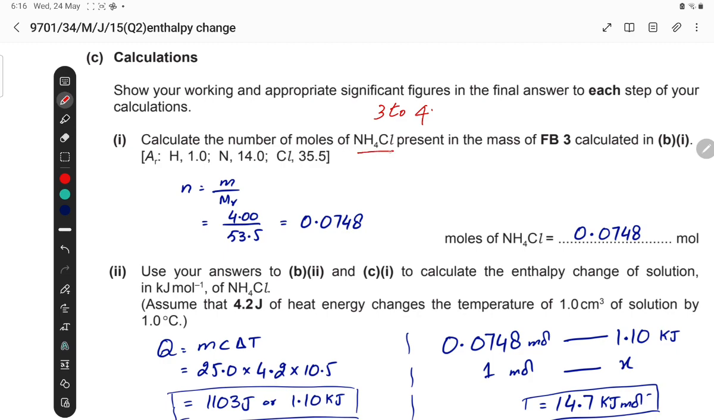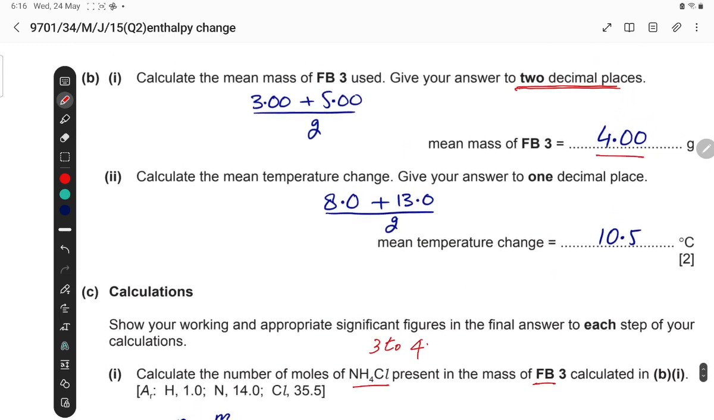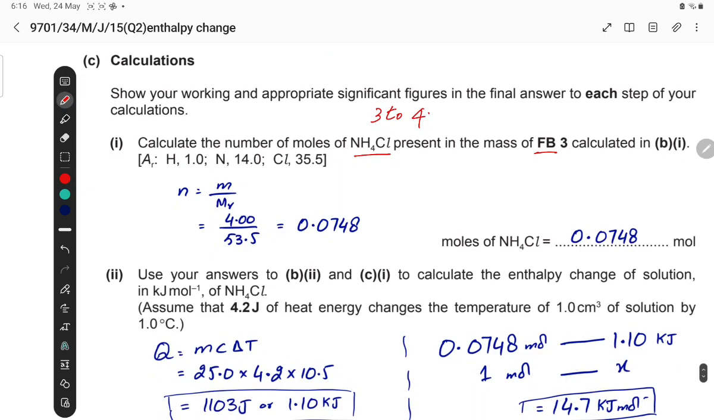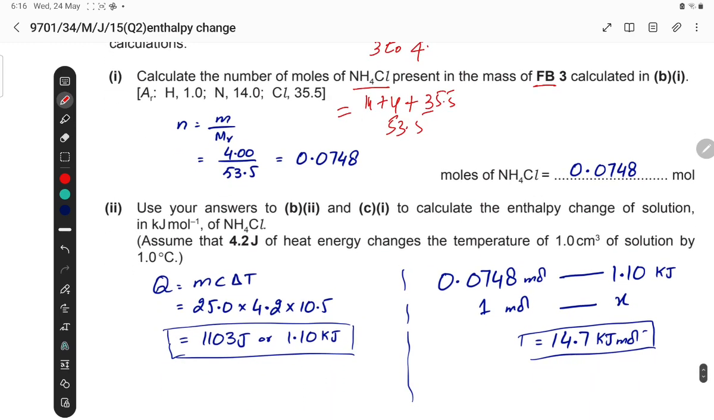Calculate the number of moles of ammonium chloride present in the mass of FB3 calculated in B1. So this mass is 4. We have 4 gram as the mean mass of 2 experiments. 53.5 is the Mr of ammonium chloride. Nitrogen is 14, hydrogen is 4, plus chlorine 35.5. So this is equal to 53.5. So the answer is 0.0748. So this is the answer.